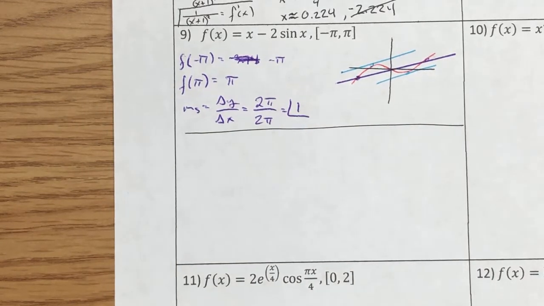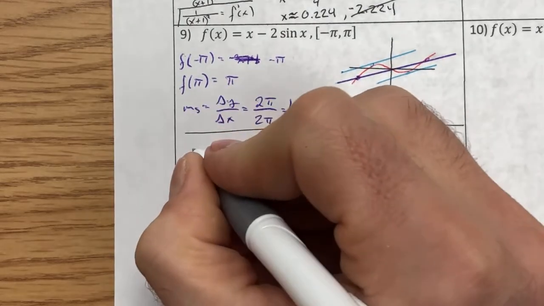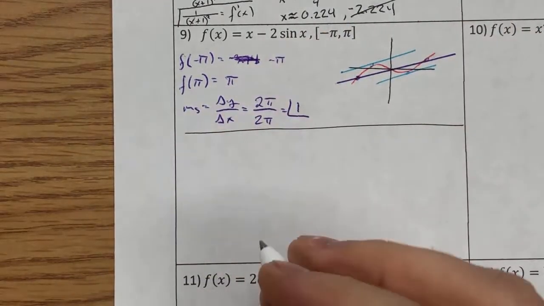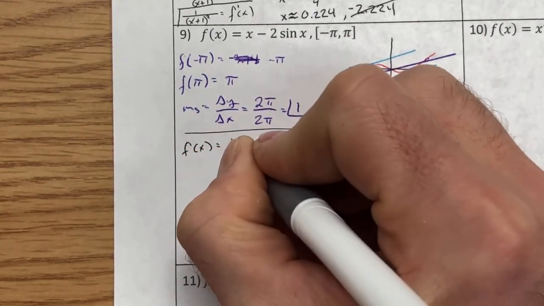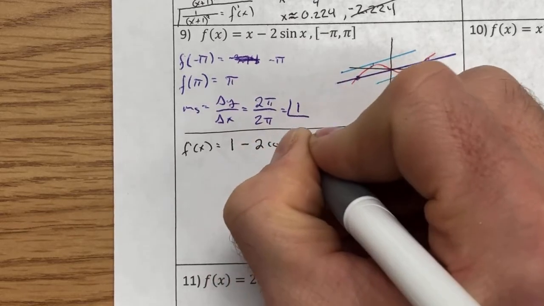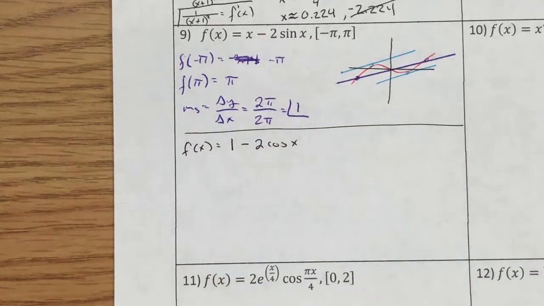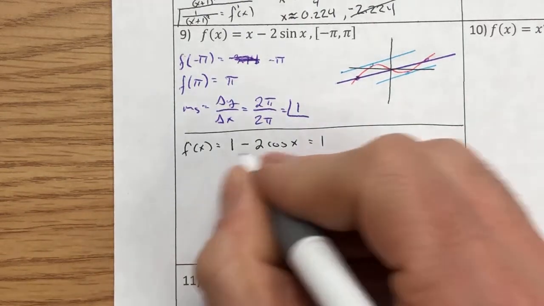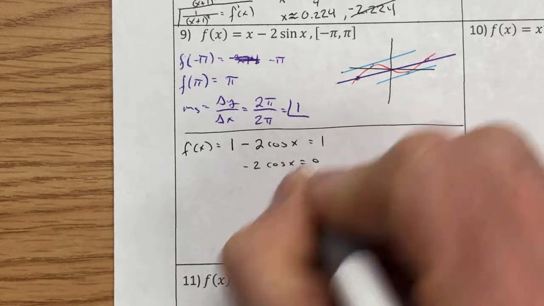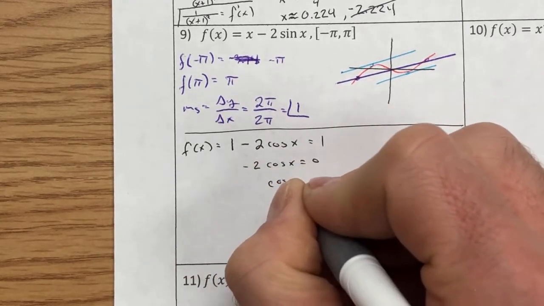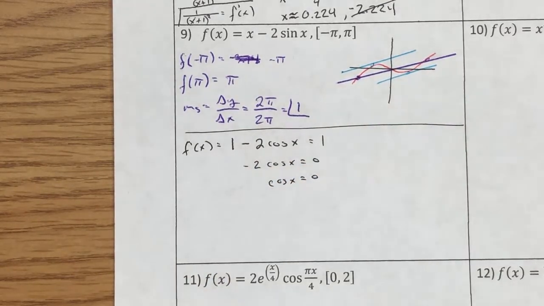So how do I do that? You guessed it, I have to find the derivative of that equation. This is a pretty straightforward one. My f prime of x is going to be 1 minus 2 cosine of x, and I need to figure out when that is equal to 1. We'll solve for that, which means I subtract 1, so negative 2 cos of x is 0. So when is the cos of x 0?